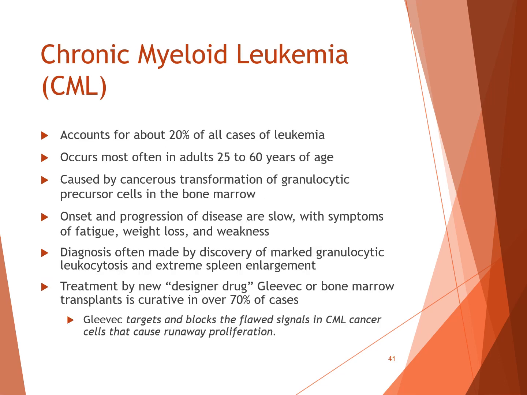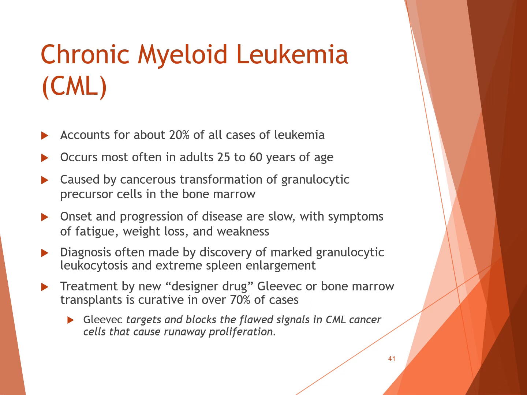Moving on to chronic myeloid leukemia. This type of leukemia accounts for approximately 20% of all cases of leukemia, and typically occurs most often in adults between the ages of 25 and 60 years. It is a very slow progressing type of leukemia. Early symptoms might include fatigue, weakness, weight loss. Some of them may be nonspecific or inexplicable.